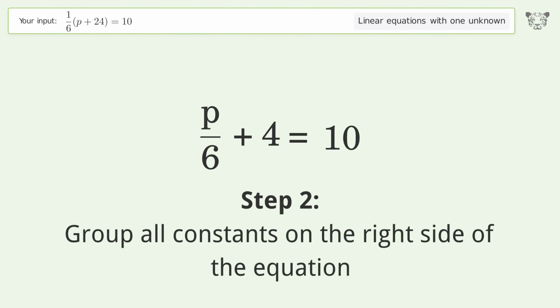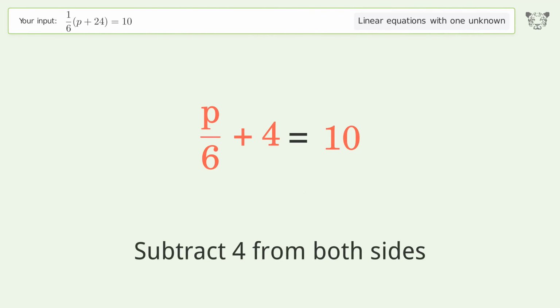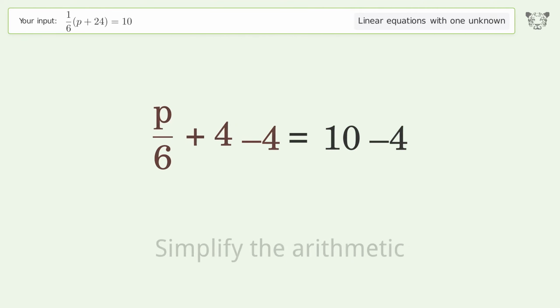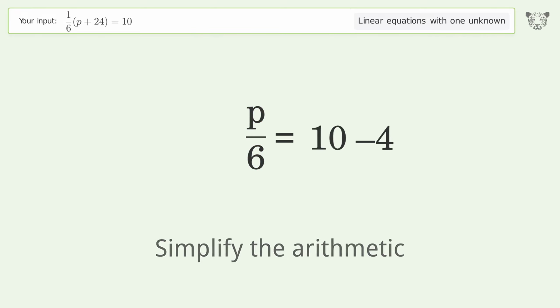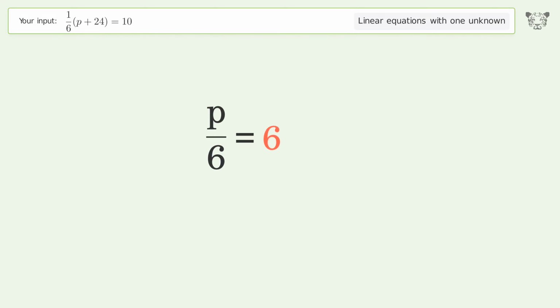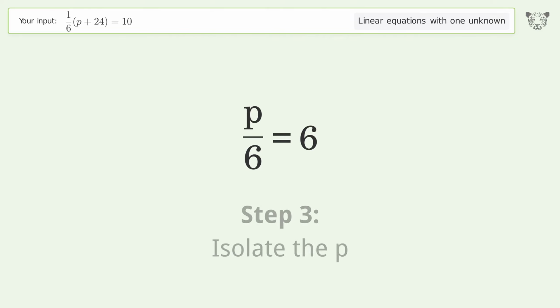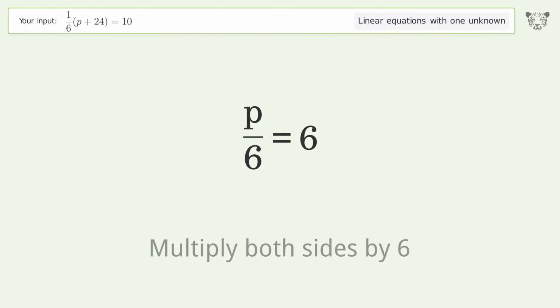Group all constants on the right side of the equation. Subtract 4 from both sides. Simplify the arithmetic. Isolate the p. Multiply both sides by 6.